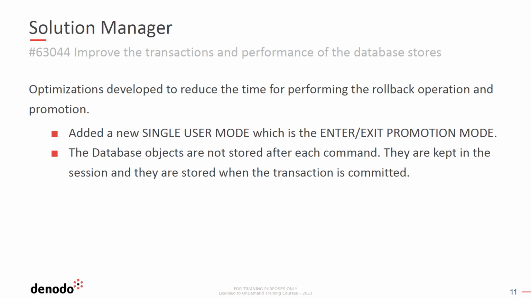A new single-user mode called Enter/Exit Promotion Mode has been added for improving the performance of promotion and rollback operations. The database objects are not stored after each command. They are kept in the session and they are stored when the transaction is committed. The new mode automatically enters a transaction when it starts and executes a commit when an exit promotion mode is received. If a rollback is received, the mode finishes. No exit promotion mode is required, and the session where the user is connected to is set to the initial session where the enter promotion was executed.